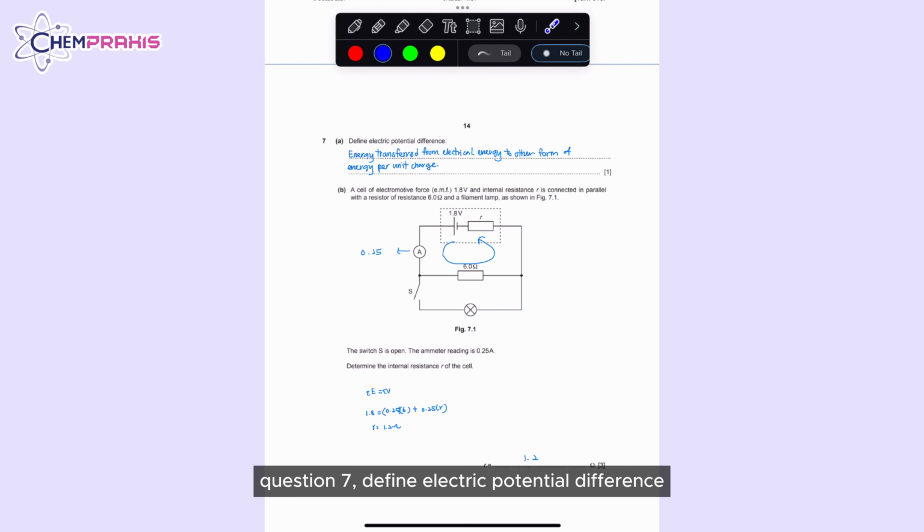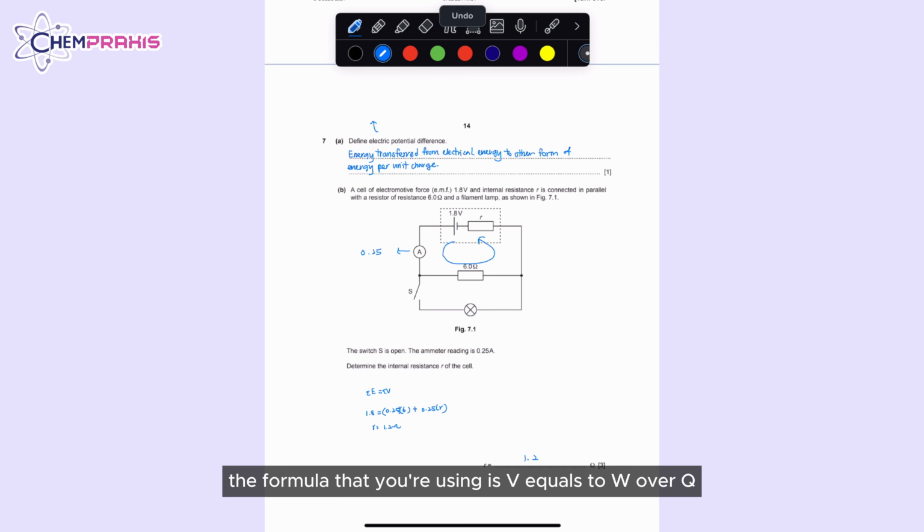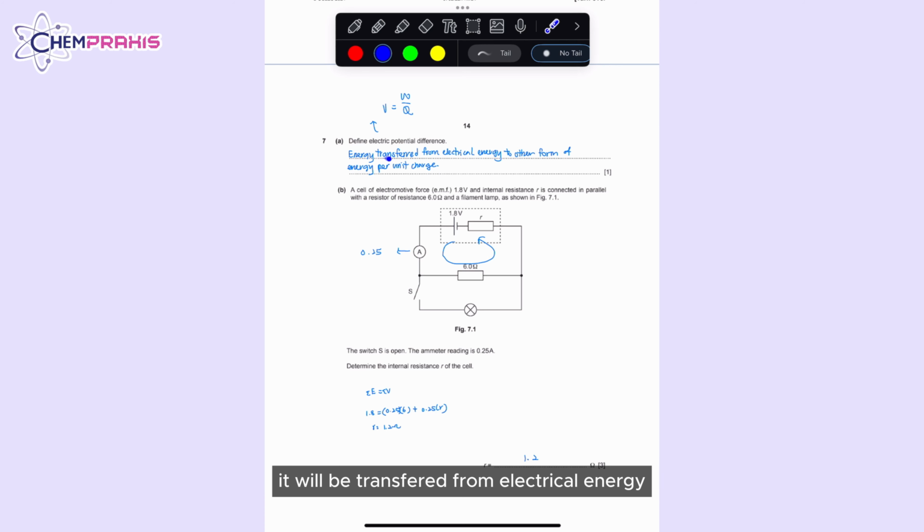Question 7, define electric potential difference. To define electric potential difference, the formula that you are using is V equals W over Q. So there is a difference between potential difference and electromotive force. For potential difference, it is the transfer from electrical energy to other forms of energy per unit charge. The other form of energy depends on the component that you are using to find the potential difference.